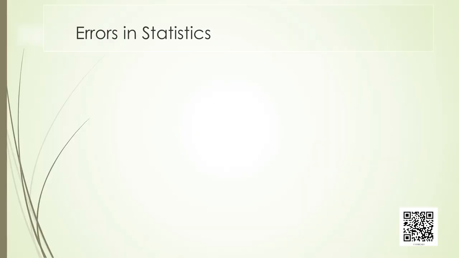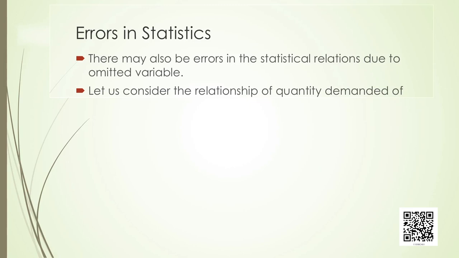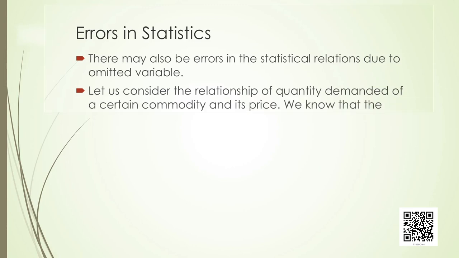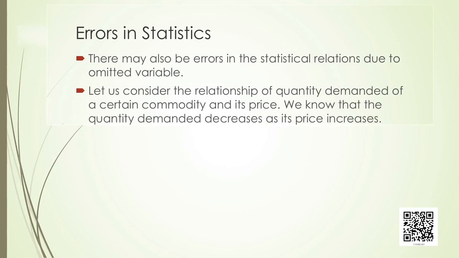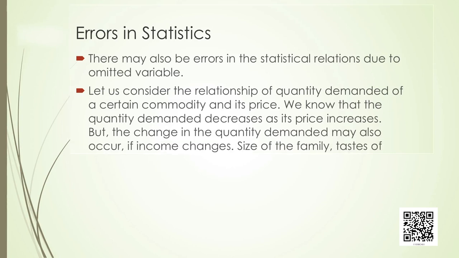Friends, you need to be careful about the possibilities of errors in statistics. There may be errors in statistical relations due to omitted variables. For example, let us consider the relationship of quantity demanded of a certain commodity and its price. We know that the quantity demanded decreases as its price increases, but the change in the quantity demanded may also occur if income changes. Size of the family, tastes of people, etc. also affect the quantity demanded.